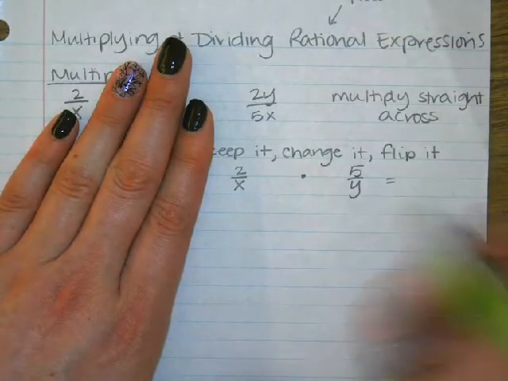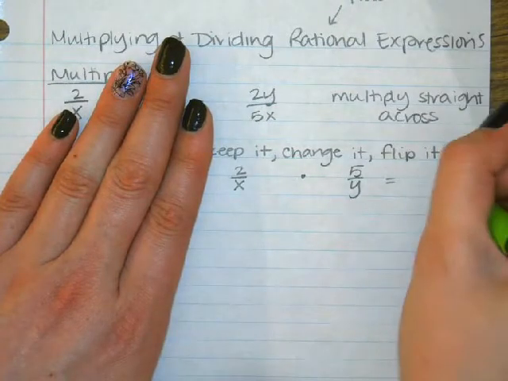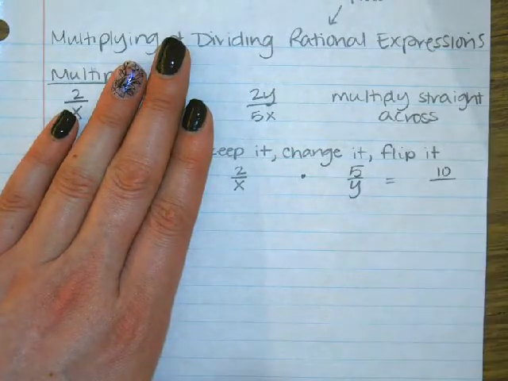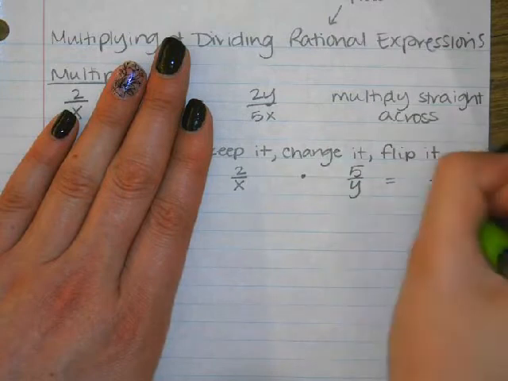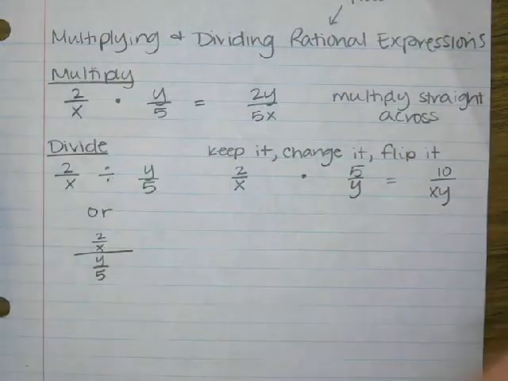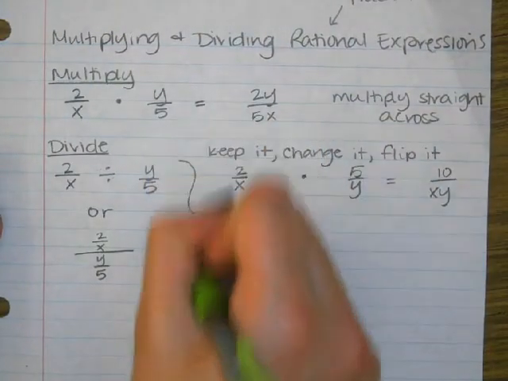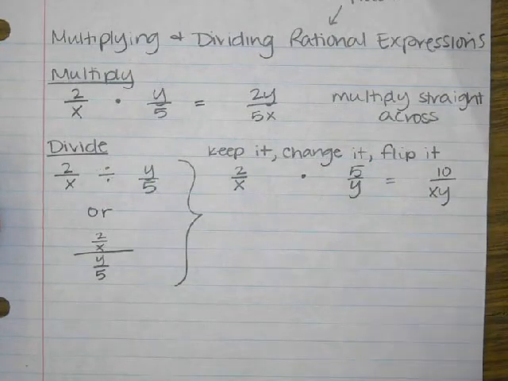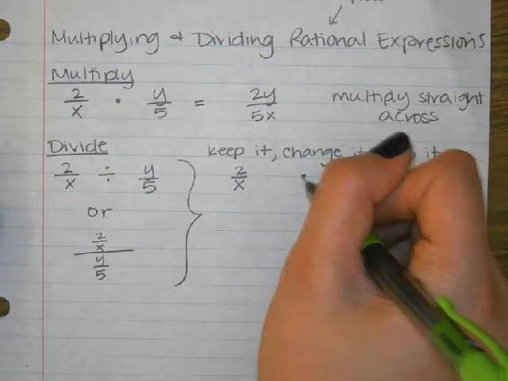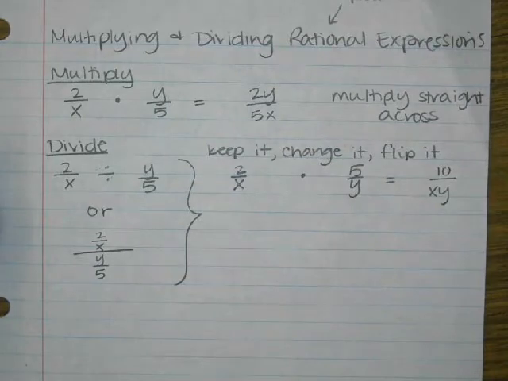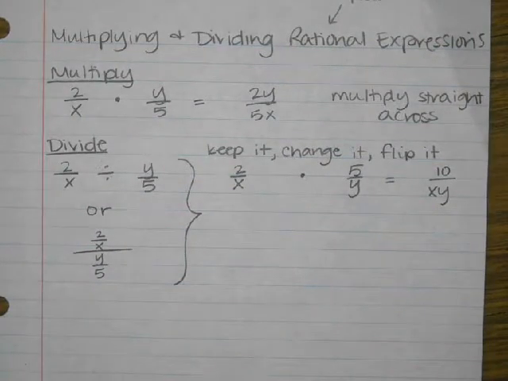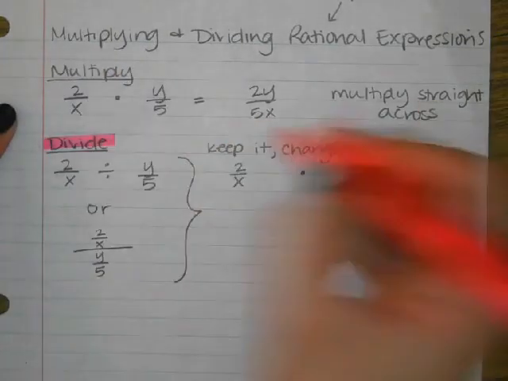Straight across. So 2 times 5 is 10. x times y is xy. I put a dot for times. If you want to put a little x for times, you can. Okay. So the biggest thing about these notes to remember is that divide means keep it, change it, flip it. That is the big takeaway from these notes.